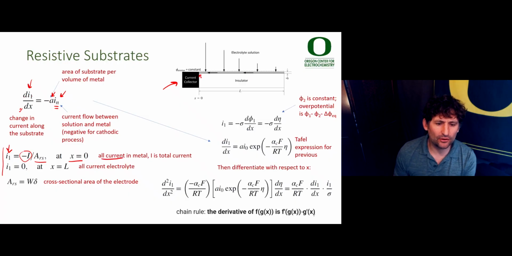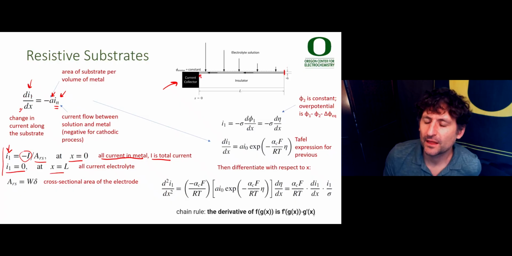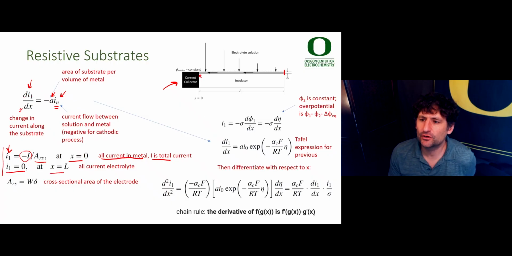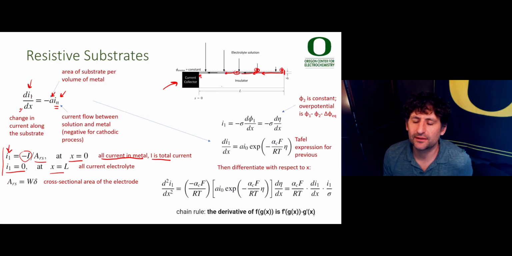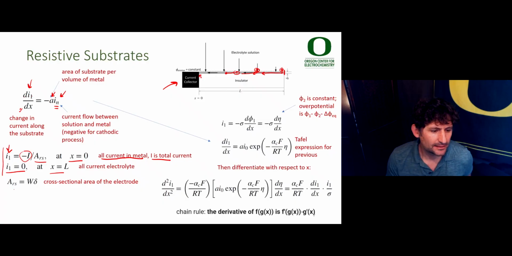Remember, X equals 0 is right next to the current collector where all the electrochemical reaction has occurred. So at that point, all the current is flowing in the metal. I is the total current. I1 equals 0 at X equals L. X equals L is the point furthest from the current collector. And we can think about the current as being positive charges that are going onto our metal and transporting down its length. And as you move down the length of the thin film, more and more positive current builds up because there's more and more electrochemical reaction that thin film is carrying.